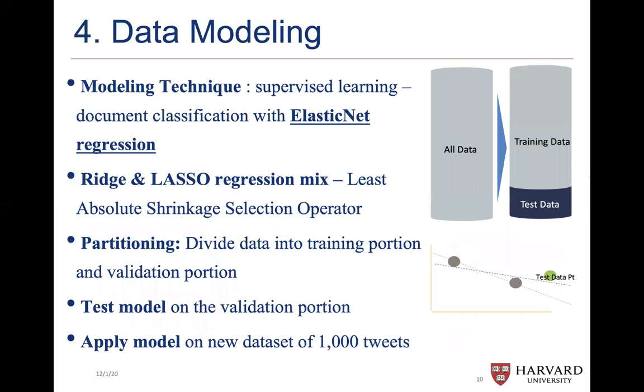Let's jump into data modeling. Now, for data modeling, we're using a technique called elastic net regression. That's a mix between two techniques called ridge and lasso, least absolute shrinkage selection operator. So we will take the data, we'll separate it into training data and test data. That's about 1,800 and 200 because we're working with 2,000 tweets. That is our data that we will use for testing.